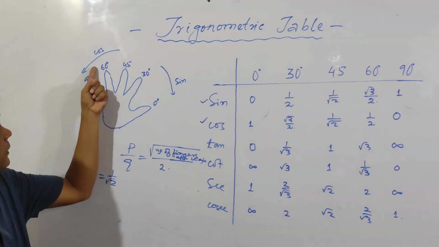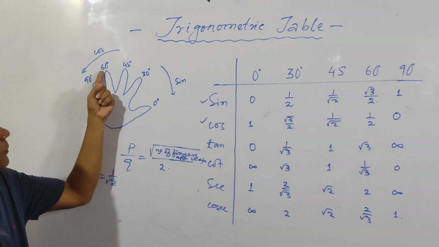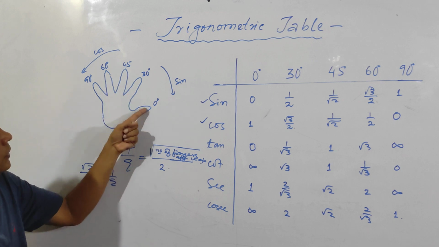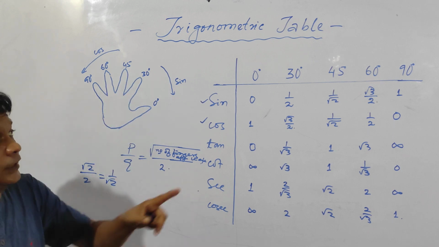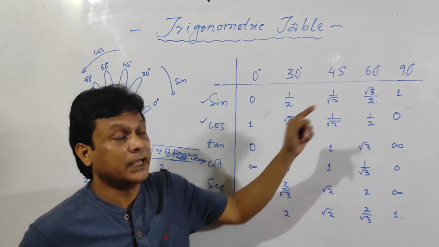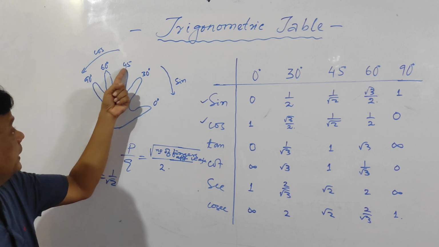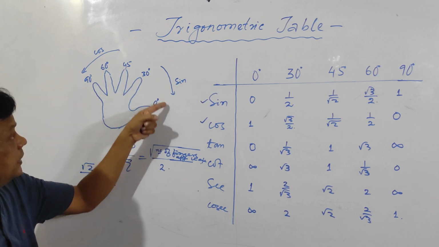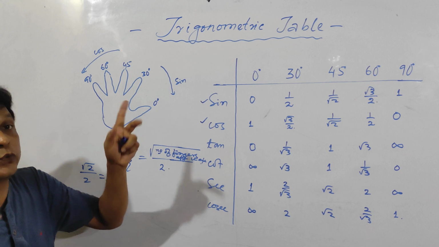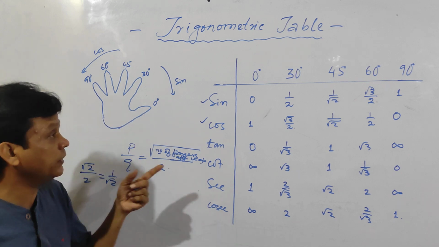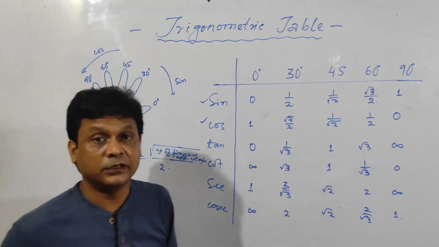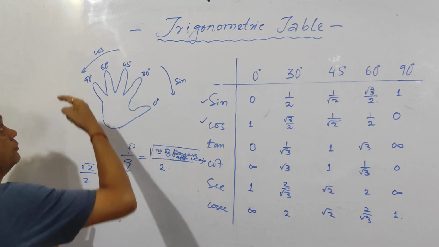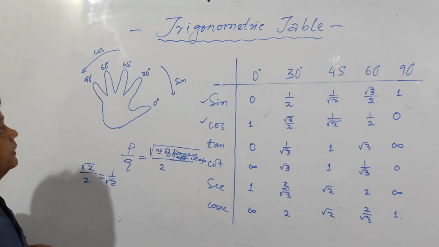And now how to find out sin 60? How many fingers are there after 60 degree? 3. So square root of 3, it is root 3. Root 3 by 2. And how many fingers after 90 degree? In this direction, because sin is taken in this direction. So 1, 2, 3, 4. And square root of 4, it is 2. So 2 by 2, it is 1. Clear?